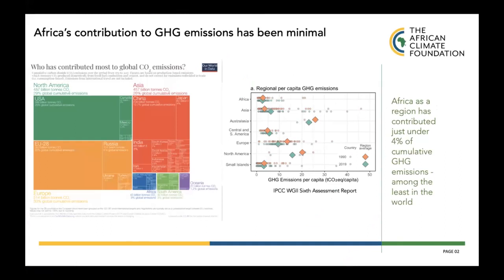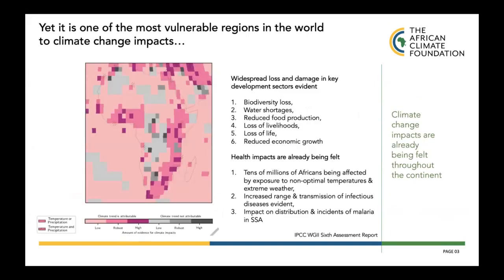So Africa as a region has contributed very little to the greenhouse gas emissions that are causing climate change. Its contribution as a continent with 55 countries, or 54, depending on your politics, is less than 4% of cumulative global emissions. This is a drop in the ocean compared to regions like North America or Asia, which have contributed around 29%, or to one country like the US, which has contributed around 25%. Yet Africa is one of the most vulnerable regions in the world to climate change impacts.